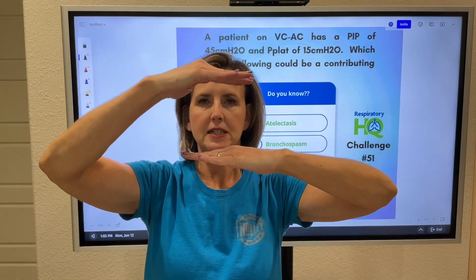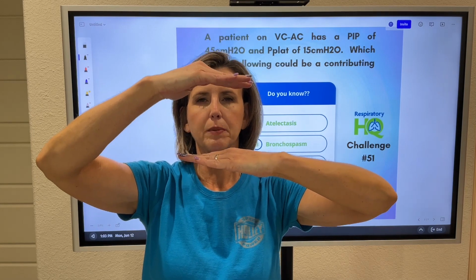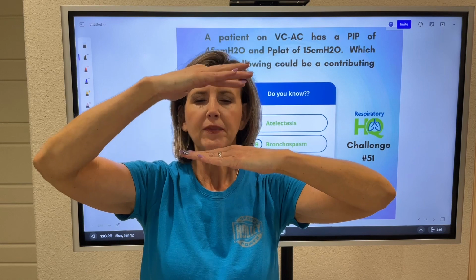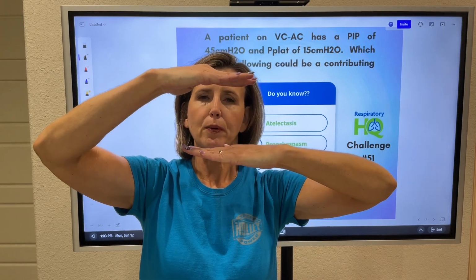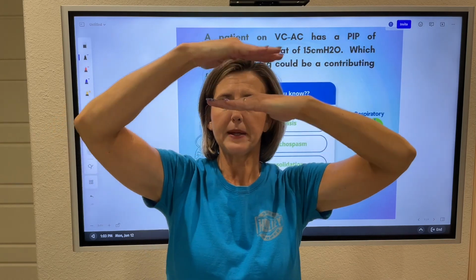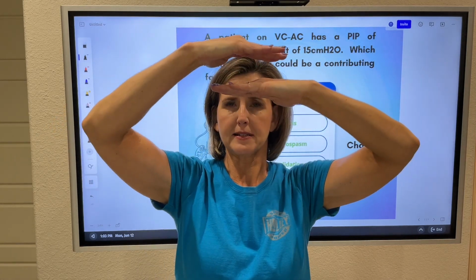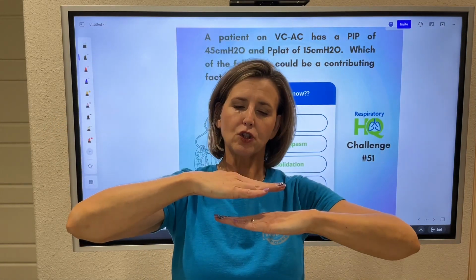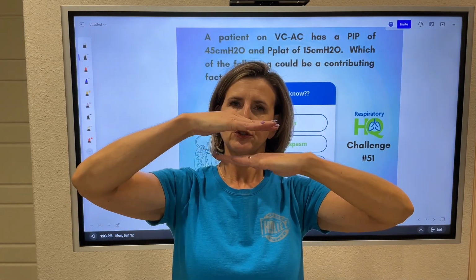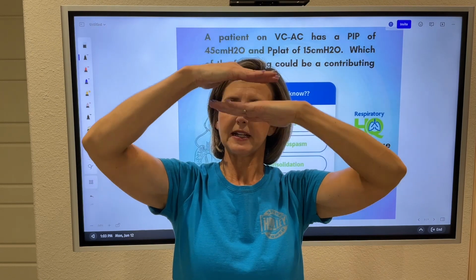Plat tells us about alveolar compliance. It tells us about problems in the alveoli. So if the plateau pressure rises, it's going to push the peak inspiratory pressure up by the same amount. Okay, so if we had an alveolar problem, these two pressures would be rising together.